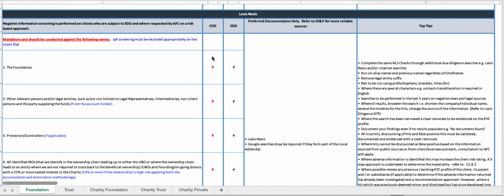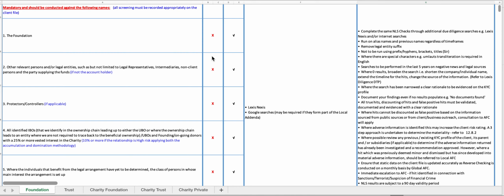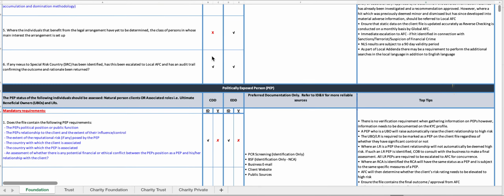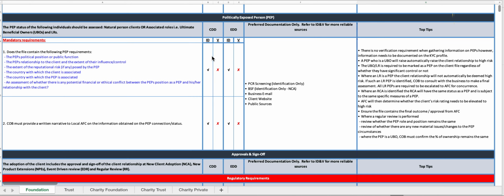LexisNexis. So basically this will be all adverse news screening. Most of the time you can identify PEPs on there as well, and sanctions. And that is mainly done for EDD, so that would be done on all those various lists. So all the protectors, controllers, all the IBOs and UBOs identified, all the natural persons. Identifying if there are any PEPs by screening. So this is an identification for CDD and EDD. Like I said, this could vary.